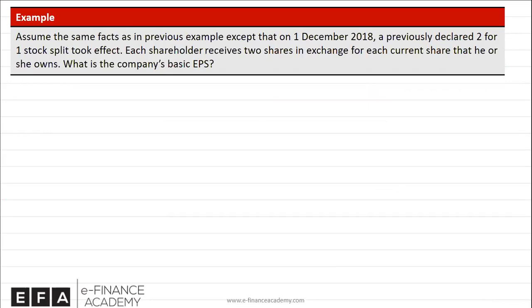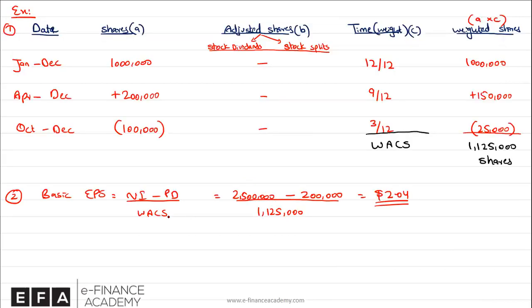Assume the same facts as in the previous example, except that on 1st December 2018, a previously declared 2-for-1 stock split took effect. Each shareholder receives 2 shares in exchange for each current share that he or she owns. So for each 1 share, you get 2 shares. What is the company's basic EPS? As you can see, because a stock split is happening, the denominator will double. Therefore, you would expect that the earnings per share will certainly drop down after the split.